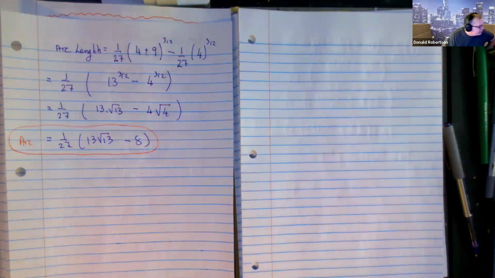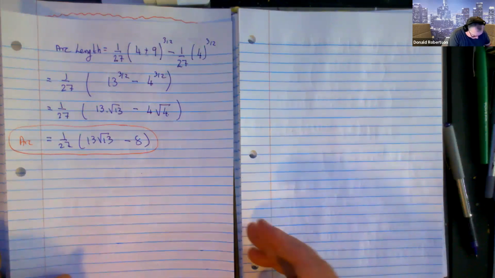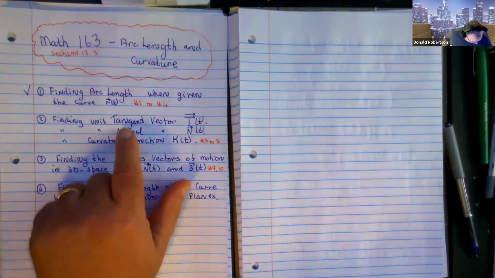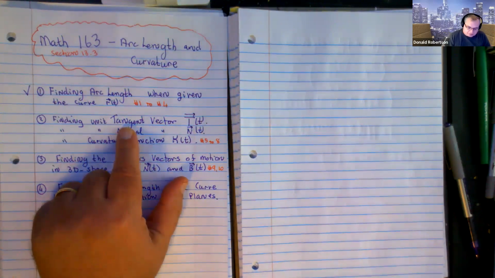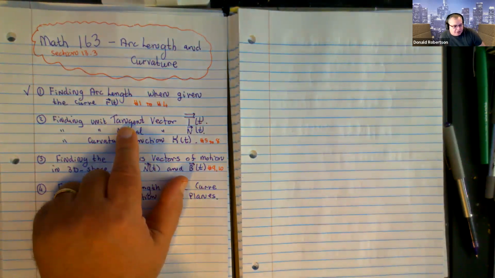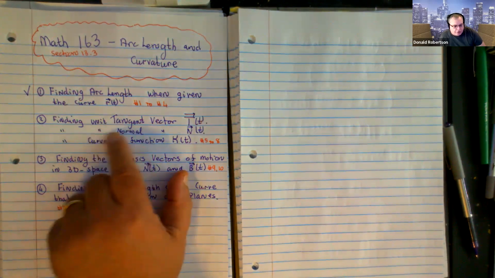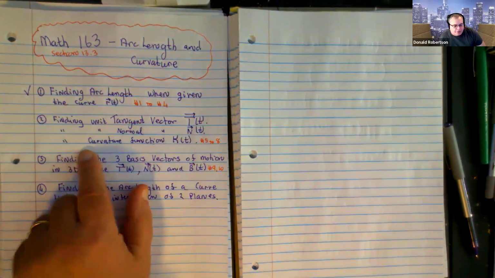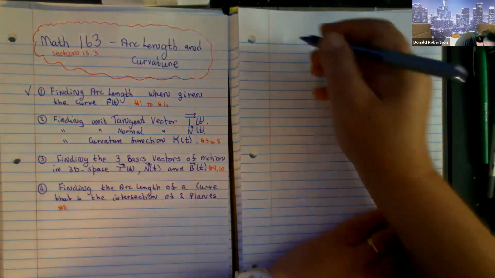So the next thing that we're going to be looking at in our list of topics is finding unit tangent vectors, unit normal vectors, and what is called curvature. So let me start with curvature.